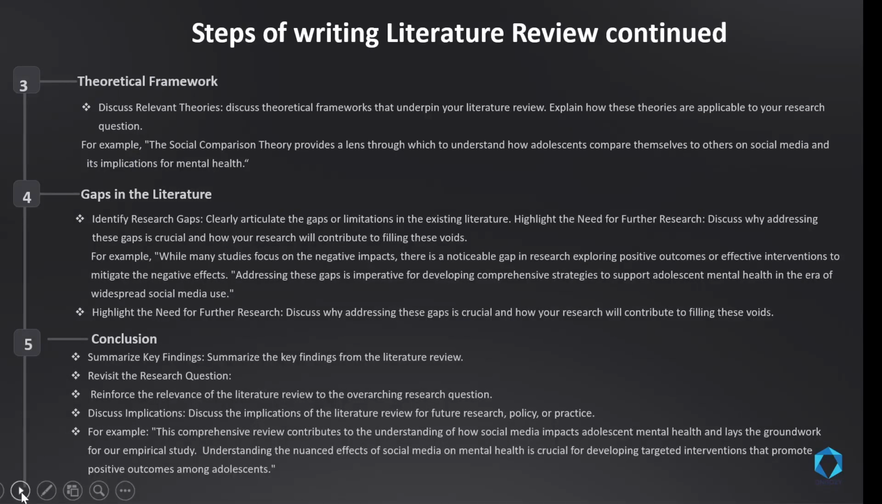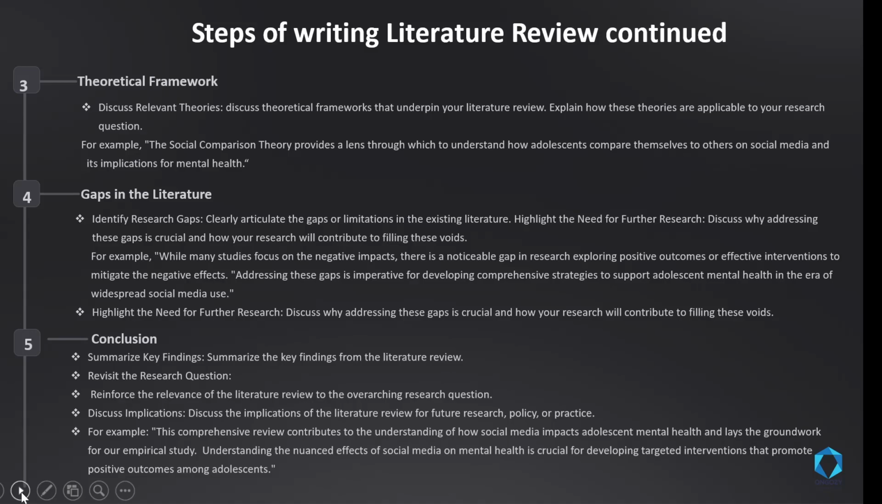Okay, the next thing you need to have in your literature review is the theoretical framework. This is where you discuss the relevant theories in relation to your research topic. The first thing, you identify the theory and tell us what the theory states. Then you go ahead and explain how these theories are applicable to your research question. For example, you can say the social comparison theory provides a lens through which to understand how adolescents compare themselves to others on social media and its implications for their mental health.